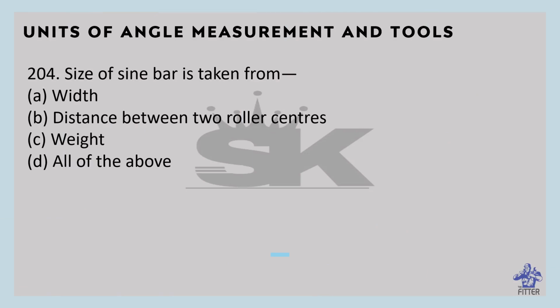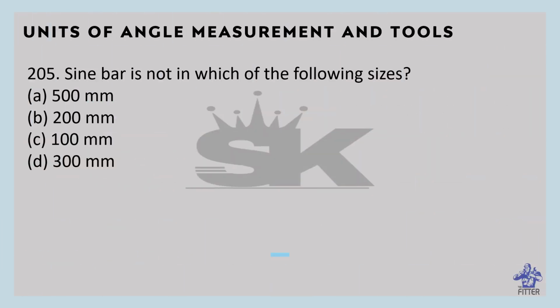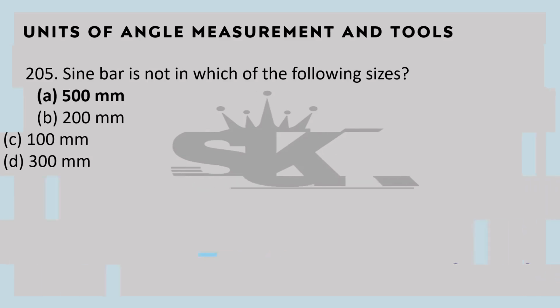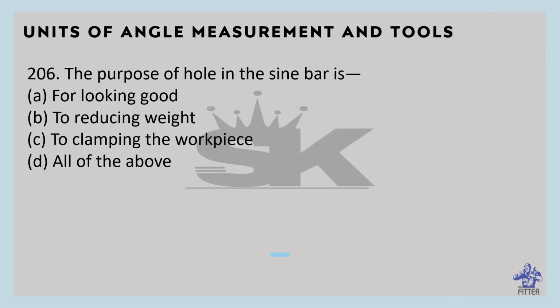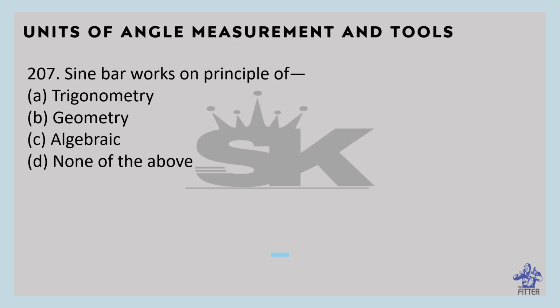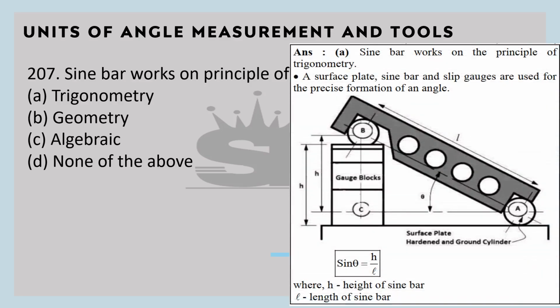Size of sine bar is taken from the distance between two roller centers. Sine bar is not in which of the following sizes, that is 500, it's not there. The purpose of the hole in the sine bar is to reduce its weight. Sine bar works on the principle of, that is trigonometric principle.